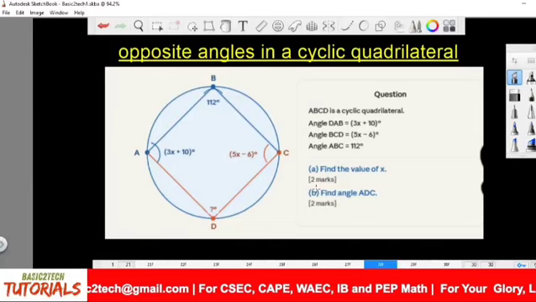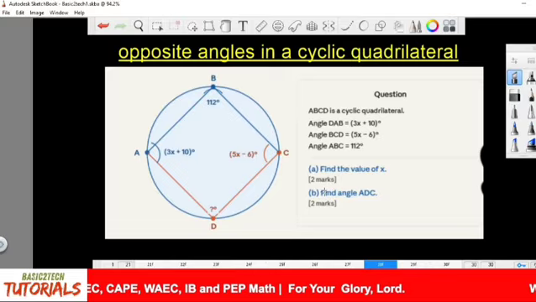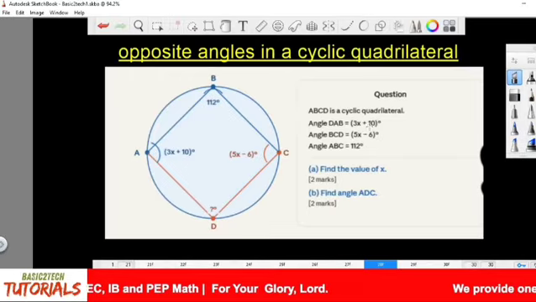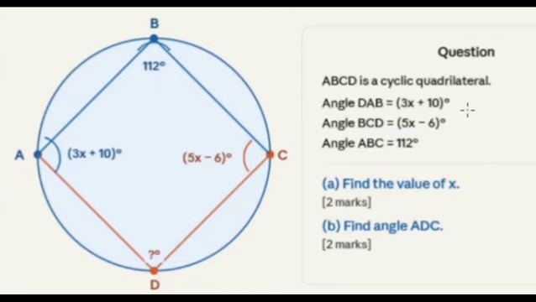4 marks, algebra and a circle theorem, all in one question. Let's do it. ABCD is a cyclic quadrilateral. That means that it is a shape with 4 sides in a circle.